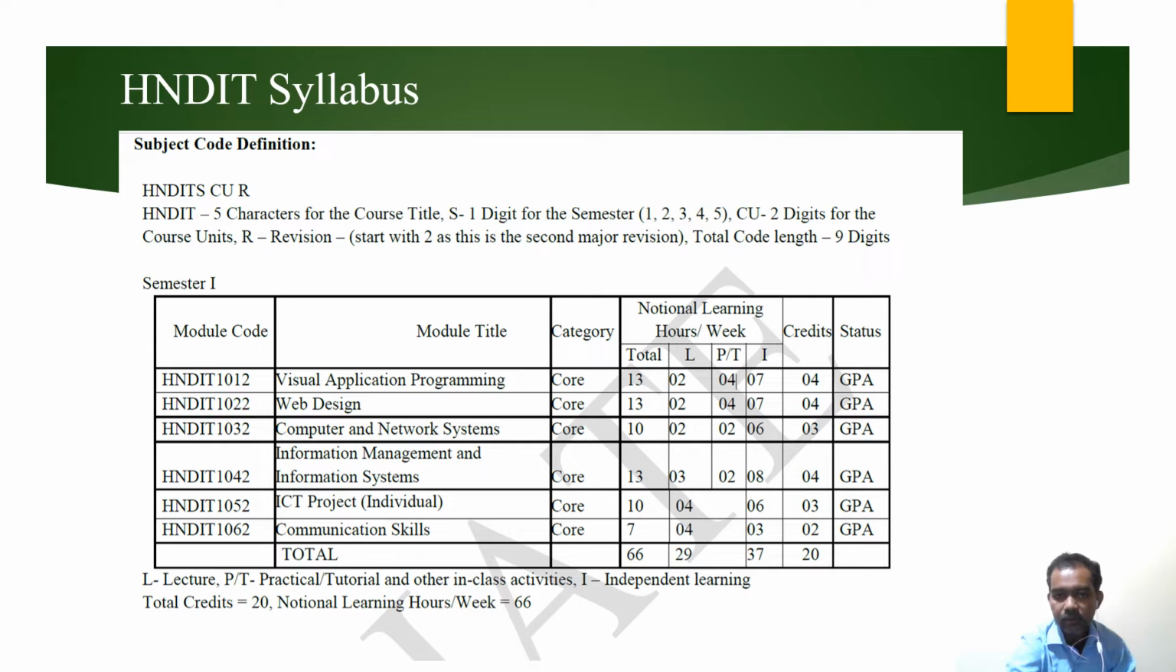Then the fourth one, HNDIT 1042. The subject name is Information Management and Information Systems. That subject is also a core subject. It has 3 lecture hours per week and 2 practical hours per week. It is a 4 credit subject, and this is a GPA subject.